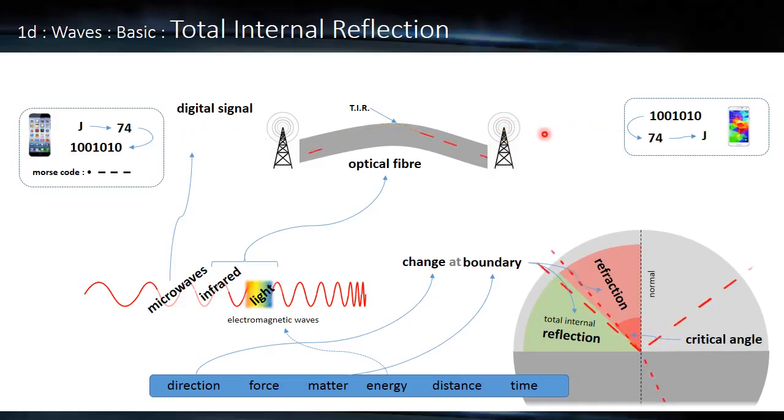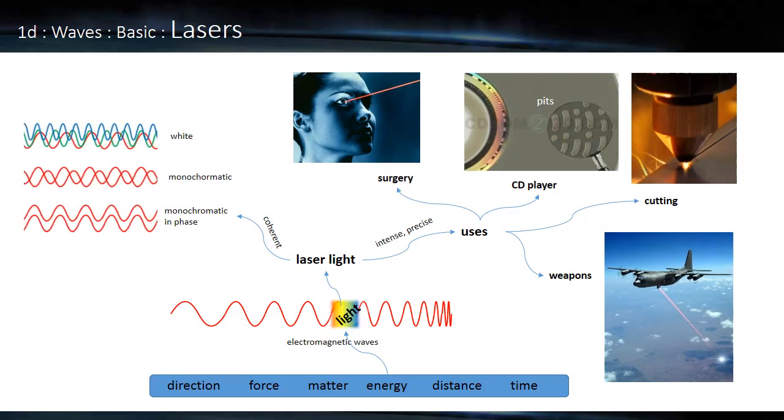It sends off these ones and zeros. Your friend's phone will receive the ones and zeros, turns it back into a normal number, and then into a J, which is the beginning of a text. Let's have a look now at lasers in a little bit more detail.